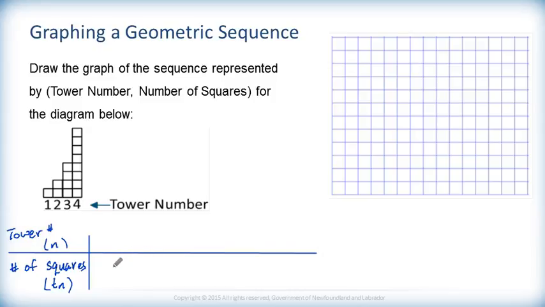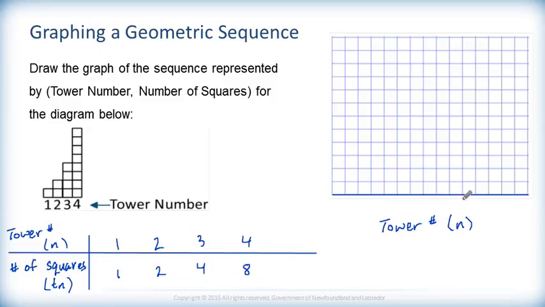So to help us draw the graph, I'll set up a table of values, tower number in this row and number of squares in this one. So we've got 1, 2, 3, 4, and we could continue the pattern. And next is the number of squares. So it's 1 in the first tower, 2 in the second, 4 in the third, 8 in the fourth.